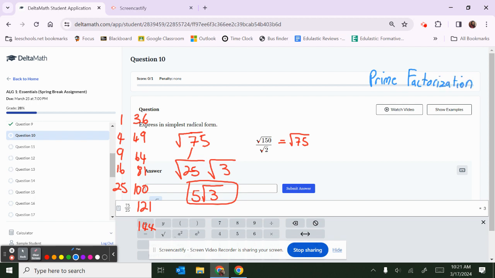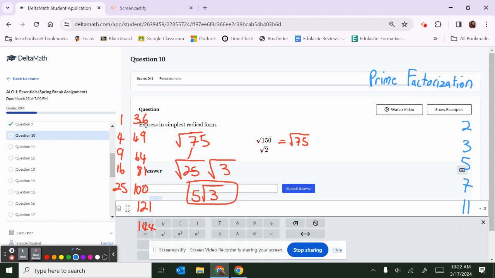So for prime factorization, all you actually have to remember is the first 5 prime numbers. The first 5 prime numbers are 2, 3, 5, 7, and 11. 1 is not a prime number because for you to be a prime number, you have to be divisible by yourself and 1. 1 is itself, so you can't. So 1 is not a prime number. The first 5 are 2, 3, 5, 7, 11.